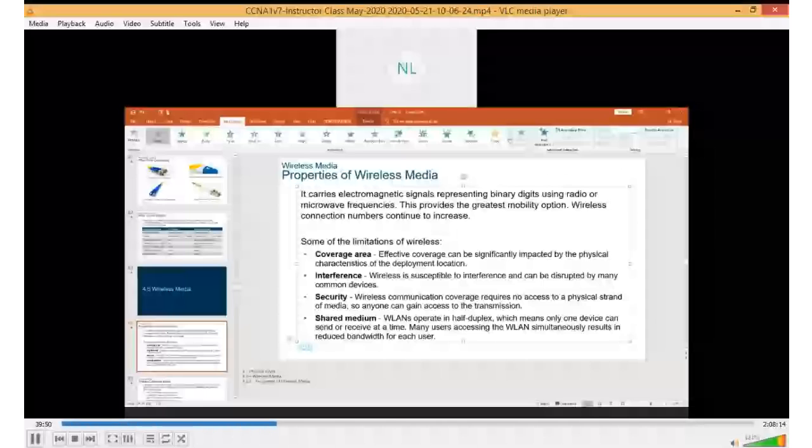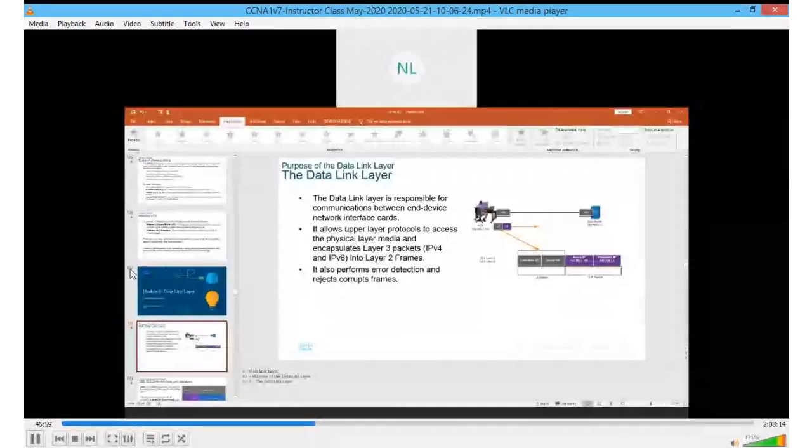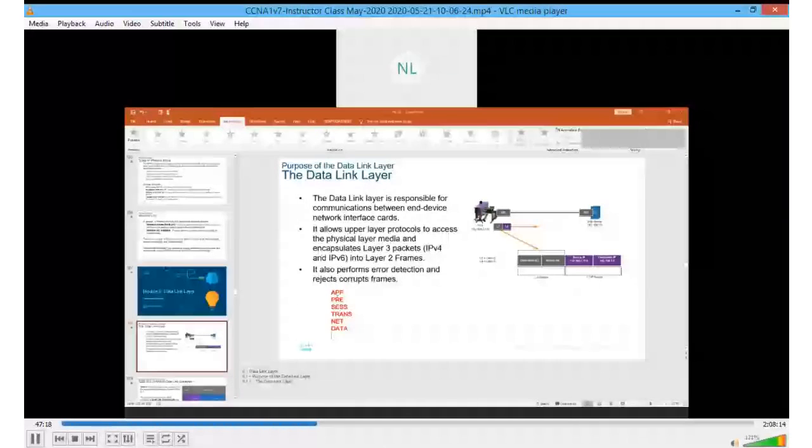So remember, let me just type it again. After the application, presentation, session, transport, network, we have data link, and then we have physical. We say the physical layer handles the connection. Next is the data link layer.